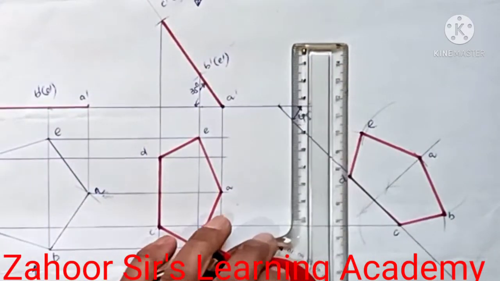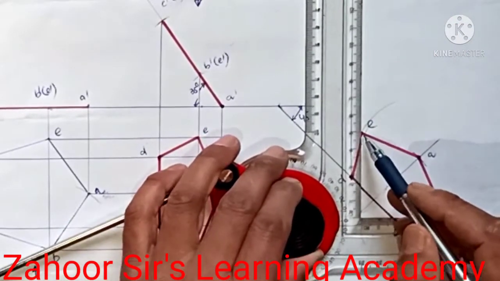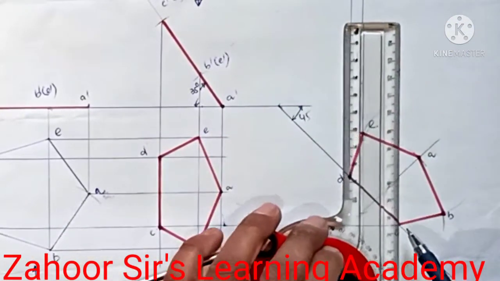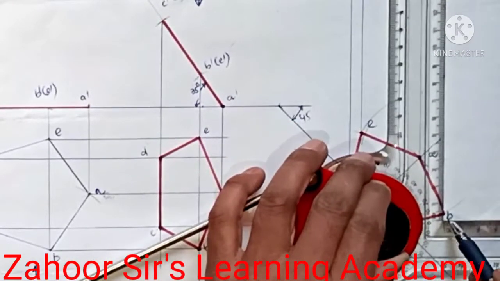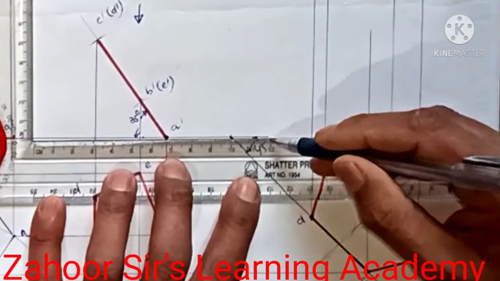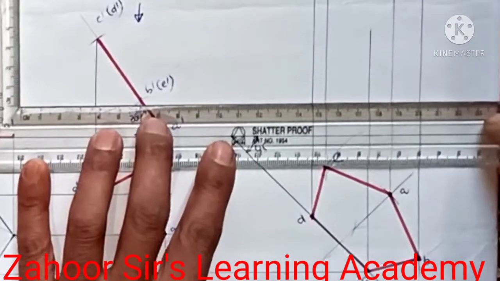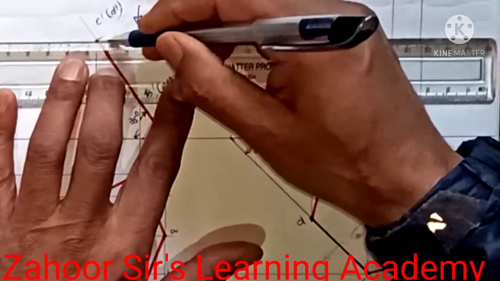Now nothing else needs to be done. We need to again produce these lines up to the front view, or up to the VP. Simply produce these points, getting them from the other side. So this was my XY line. I'm producing these points so that they intersect with each other.